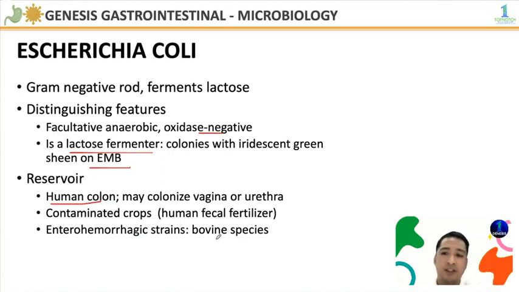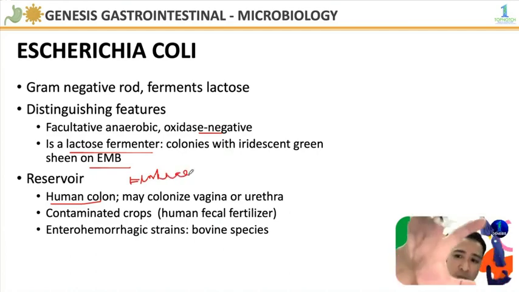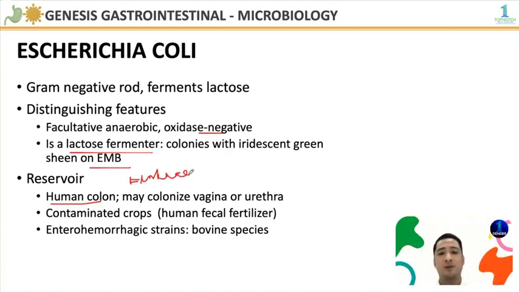Take note of the virulence factors. Of course, you will note your fimbriae. Your fimbriae will cause attachment. So, in urinary tract infection, it is associated with cystitis, in some cases, pyelonephritis.